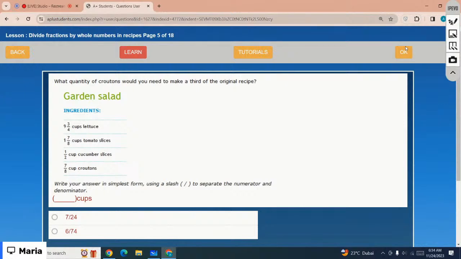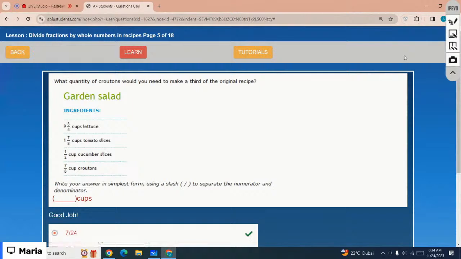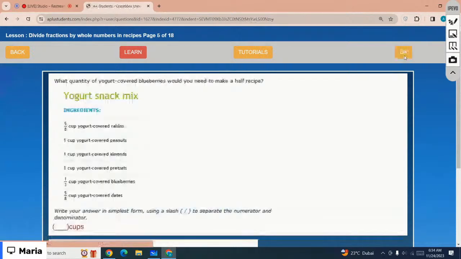Yes, the correct option is 7 over 24. It is very good. Okay, the next one is what quantity of yogurt covered blueberries would you need to make a half recipe? In the original recipe, you need one third cup of yogurt covered blueberries. So, which is the correct option?